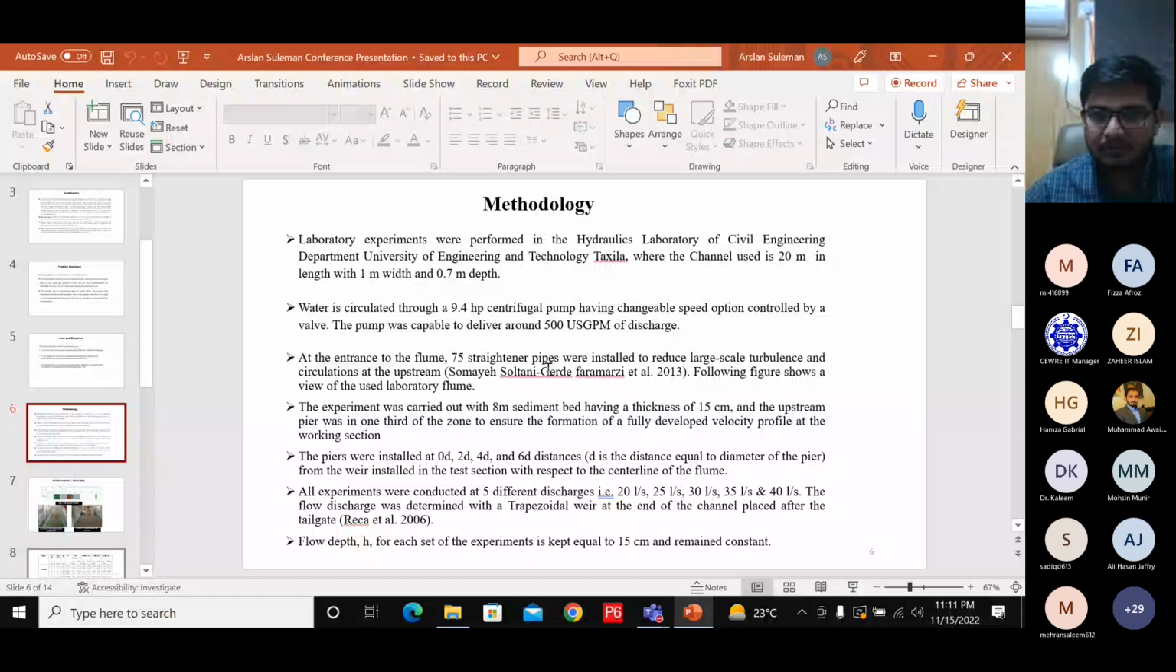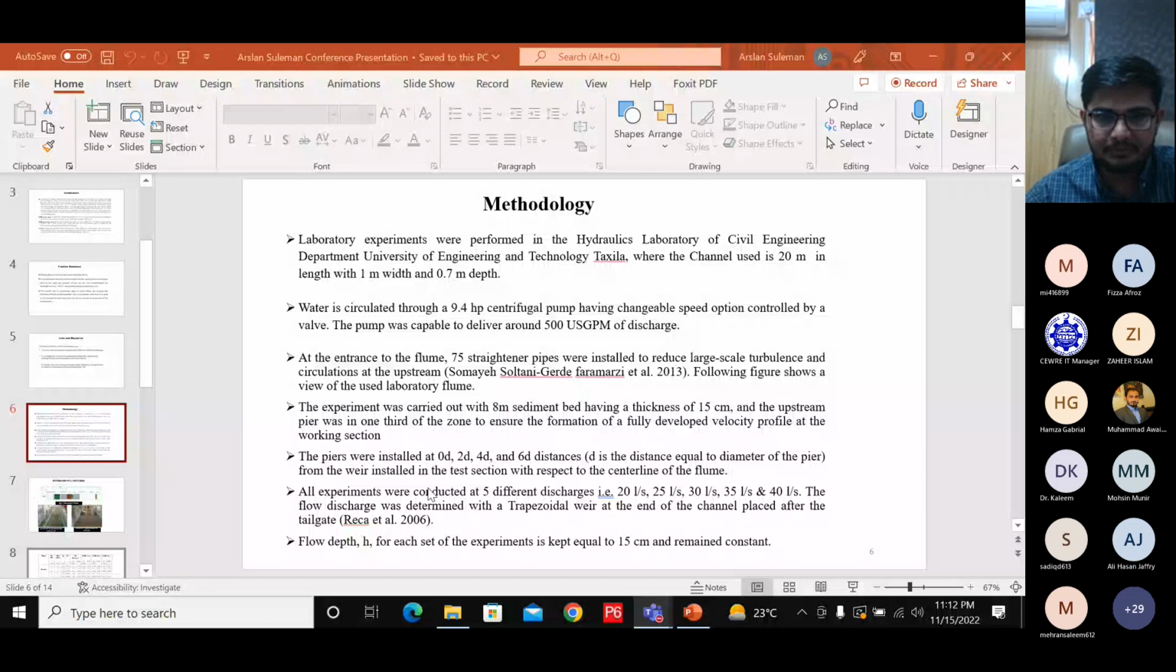The experiment was carried out with an 8-meter sediment bed having a thickness of 15 centimeters, and the upstream pier was in the third of the zone to ensure the formation of a fully developed velocity profile at the working section. The piers were installed at 0D, 2D, 4D, and 6D. Basically, D is the distance equal to the diameter of the pier, which I adopted as 6 centimeters, from where the weir is installed in the test section.